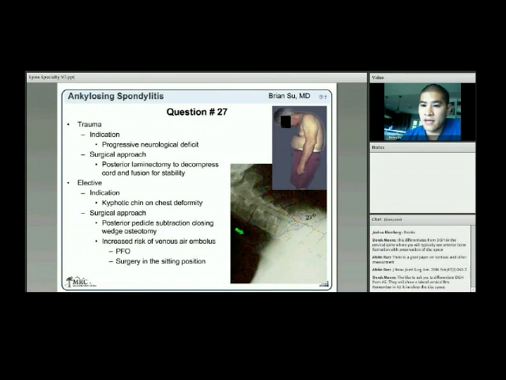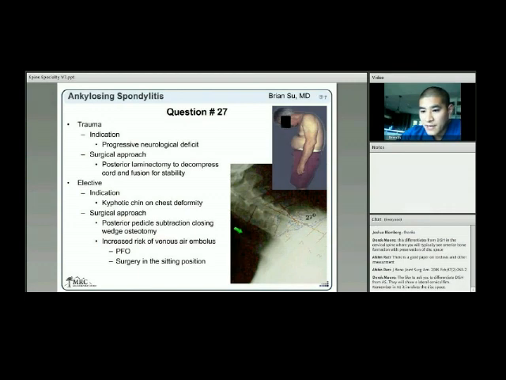For an ankylosing spondylitis patient, the typical surgical approach is a posterior laminectomy because it is typically associated with an epidural hematoma. And you can decompress the cord posteriorly, and multi-segment fusion for stability in the back. Going to the front of the spine would probably not provide enough segments of fixation.